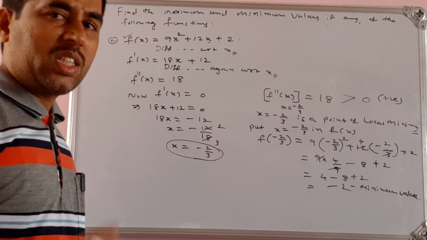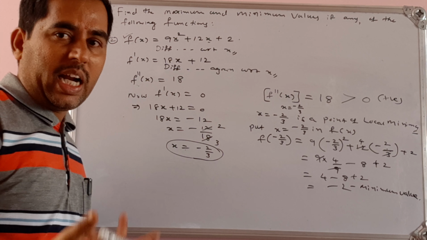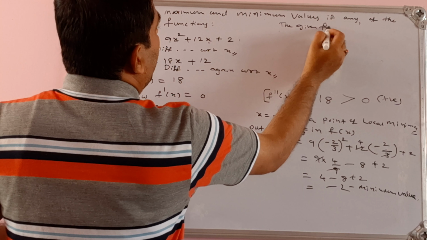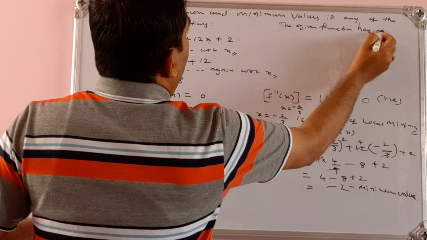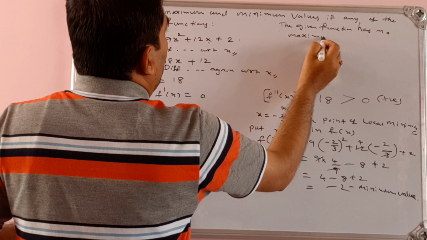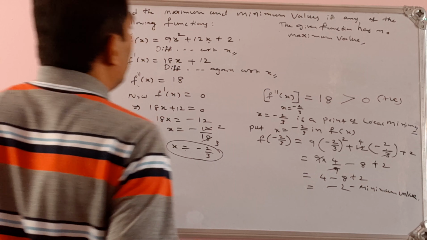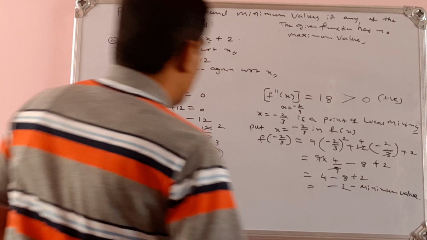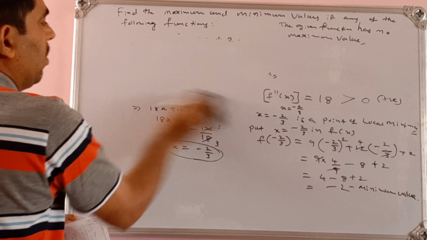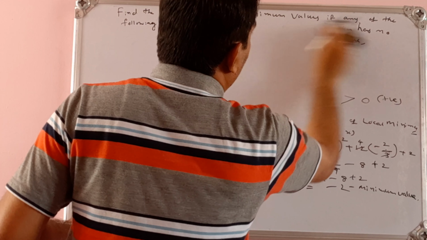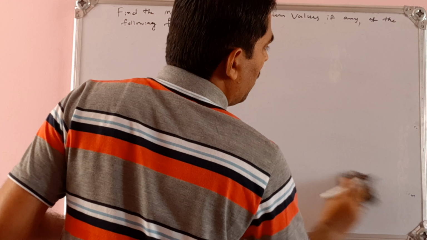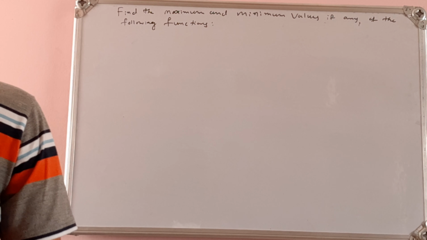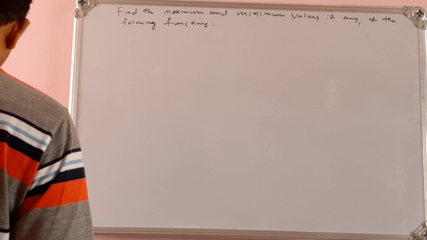Then once again, does this function have any maximum value? No. We cannot say this is the maximum. It has no maximum value. So the given function, you can write it here, has no maximum value. So this is the second example. So let me go for another example.